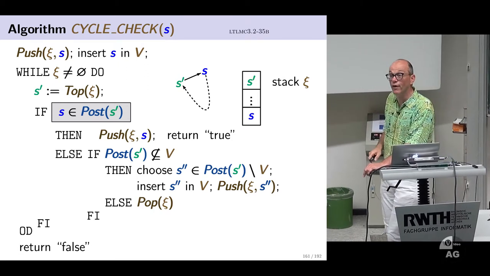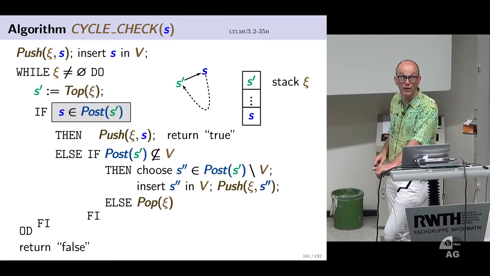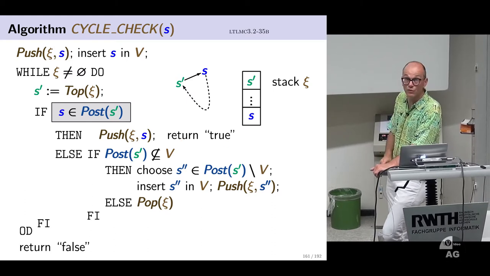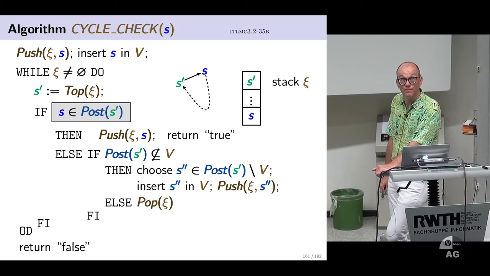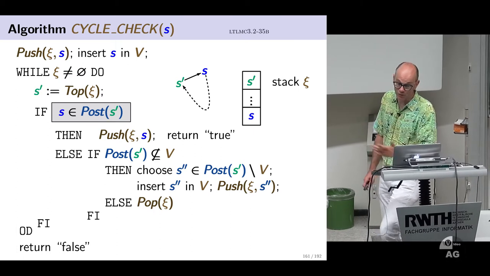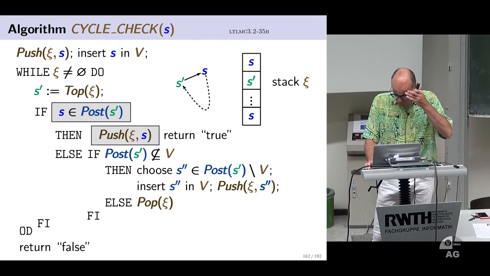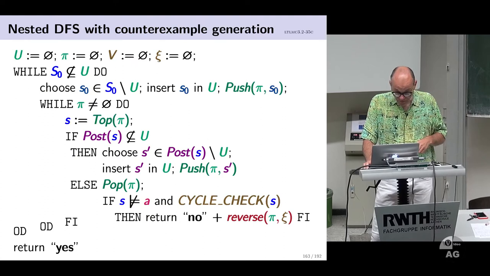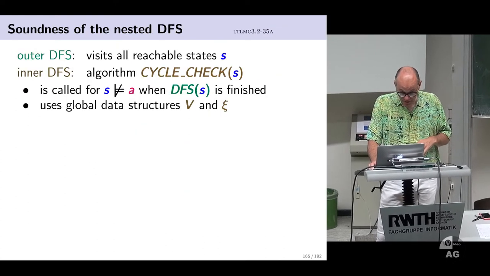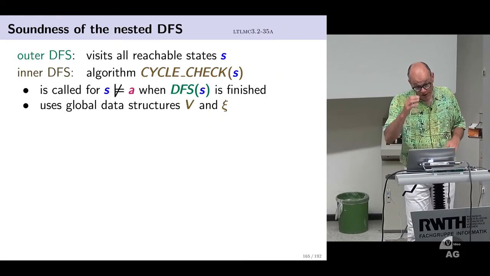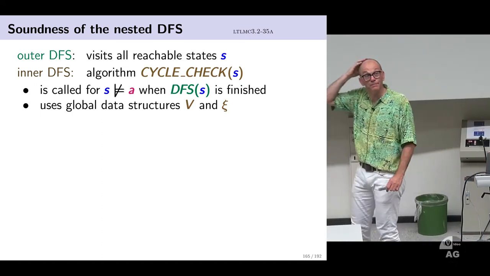That means you have found this backwards edge, and now you have found the cycle. So that's why you get this return true. Yeah? That's what it does in terms of a picture. Good, and that means you push. Good, I skip this. The most important point is the proof of the correctness of this algorithm.